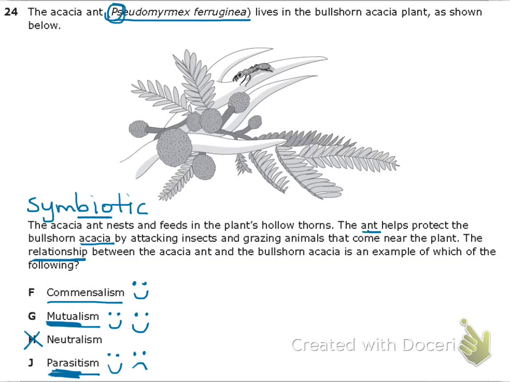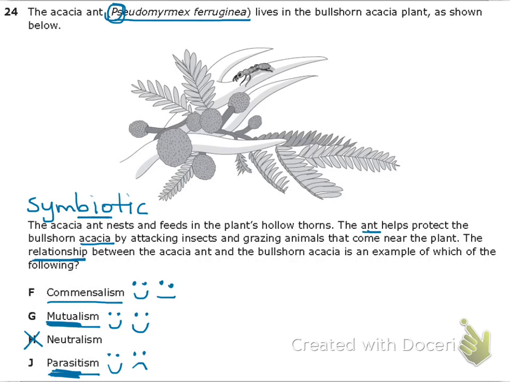And F, commensalism. In this type of relationship, the other organism isn't helped, it isn't hurt, it just doesn't care. It's not being affected in any significant way, so it's not going to be bothered by the relationship, but it's not helped either. So we're going to look at our two organisms and determine which type of relationship we have.